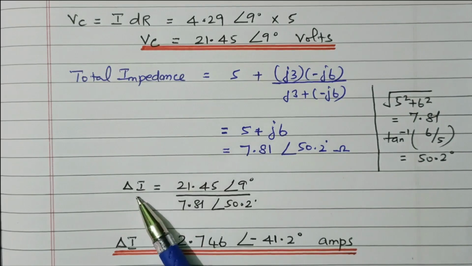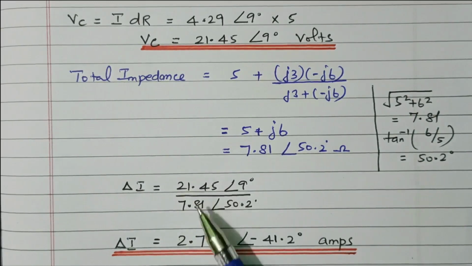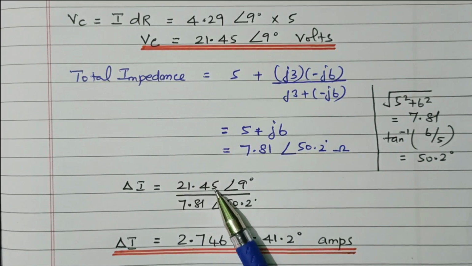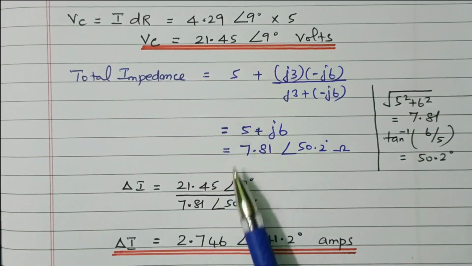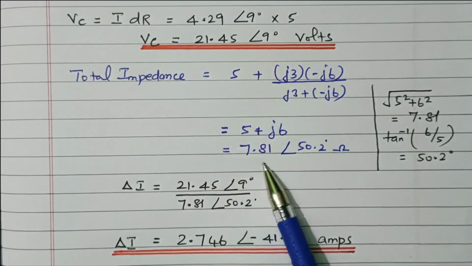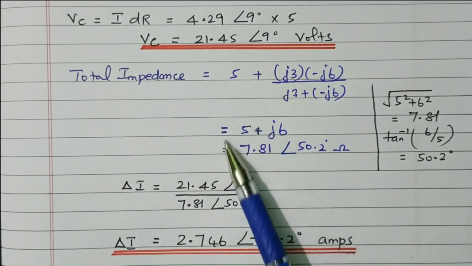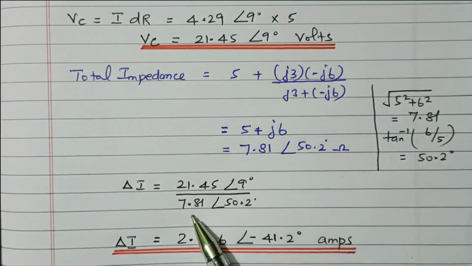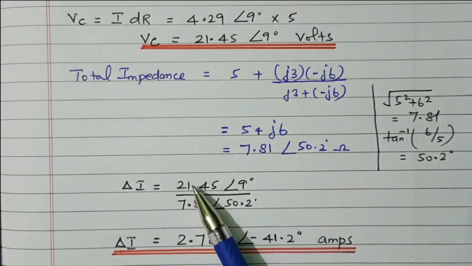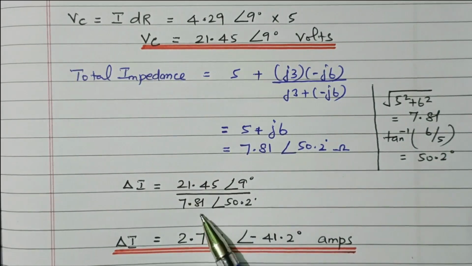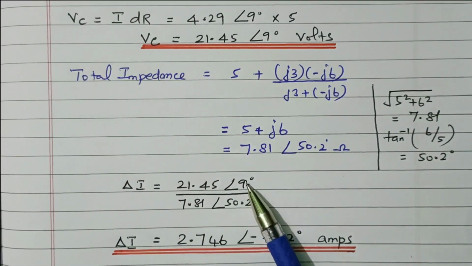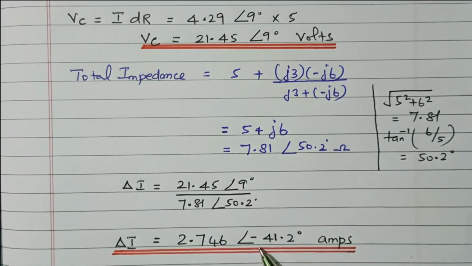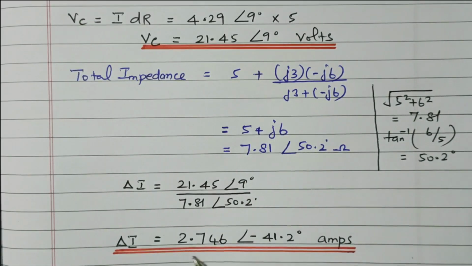So from that we can find the change in current. I equals V by R. V is 21.45 with 9 degrees, this is the compensated voltage in network B, divided by the impedance we calculated. By changing the resistor to 5, this is the new impedance, 7.81 with an angle of 50.2. So you have to divide these two. 21.45 divided by 7.81 gives 2.746. The angle: 9 minus 50.2, so minus 41.2 degrees. From 9 we have to subtract 50.2. So this is the change in current.